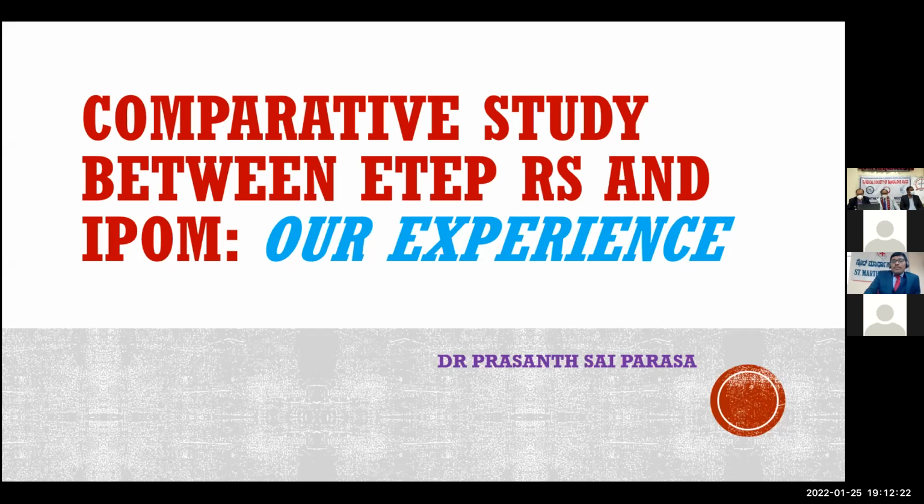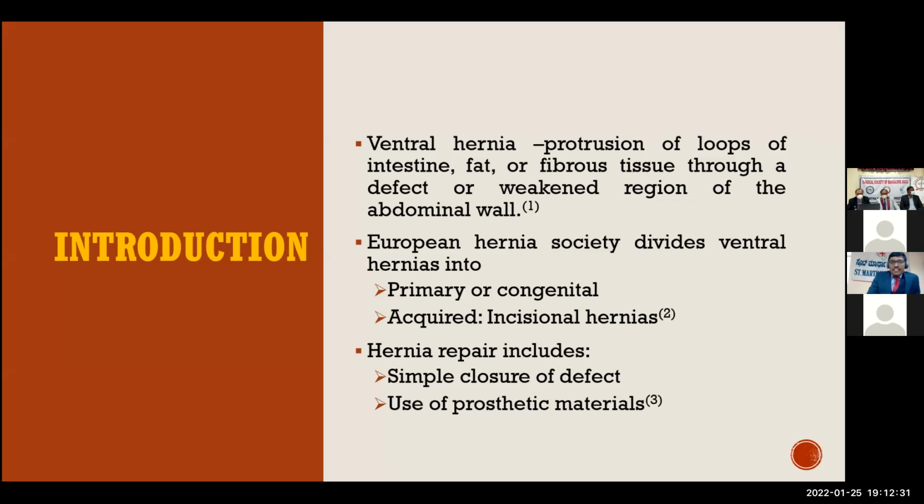Good evening. My topic for today is to share our experience regarding 2 laparoscopic ventral hernia repairs, that is eTEP and IPOM, and their comparison. Ventral hernias are defined as the protrusion of bowel, fat, or fibrous tissue through a defect or a weakened region of the abdominal wall. Based on etiology, European Hernia Society divides ventral hernias into primary or congenital hernias and acquired hernias.